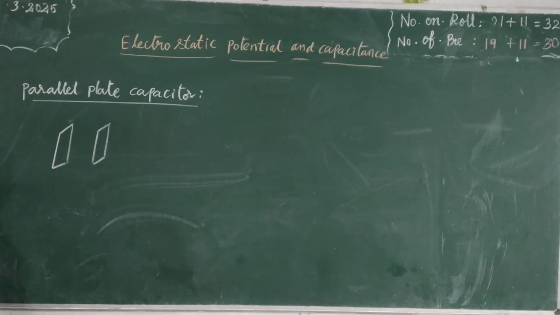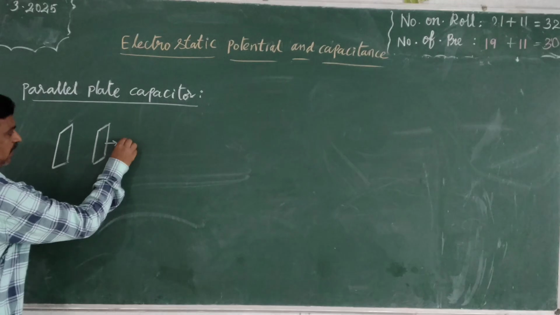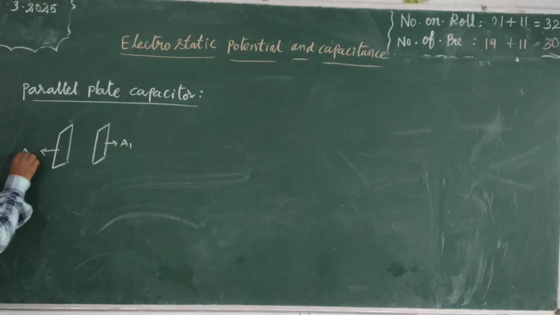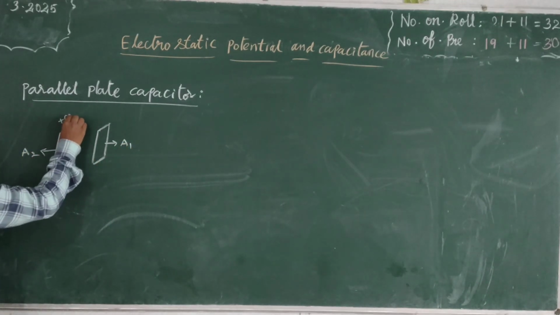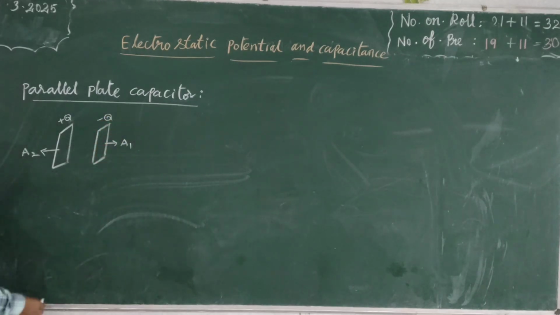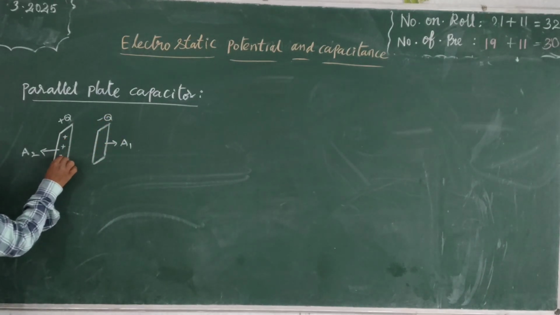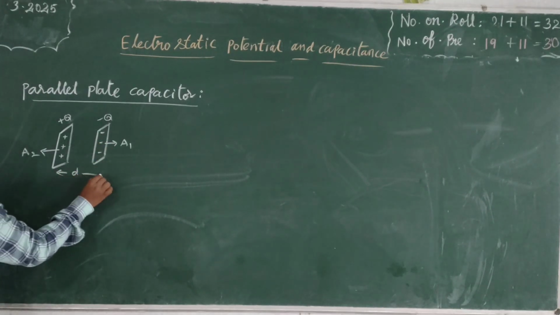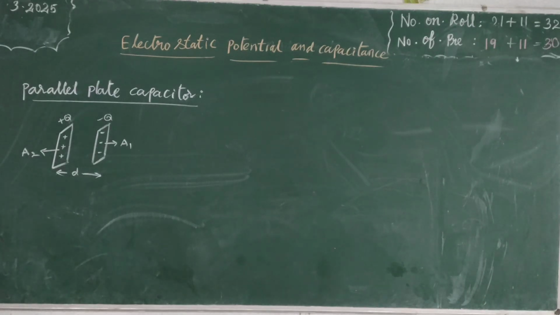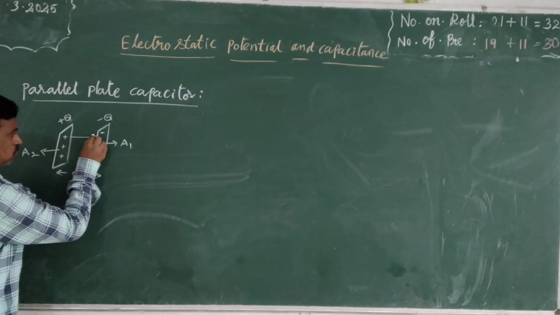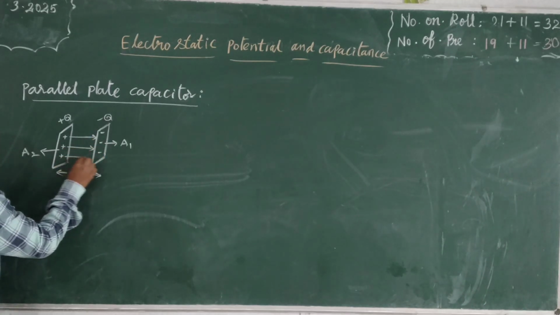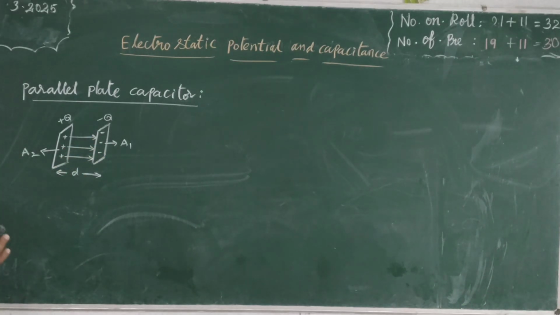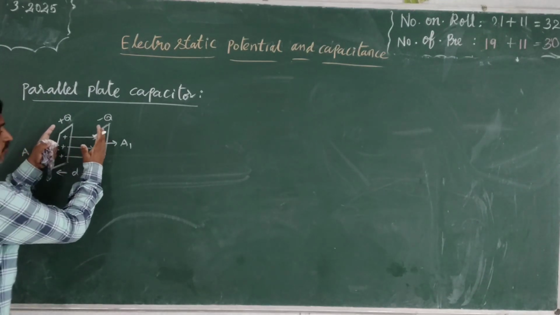It has some conditions. The area of one plate is A1, the area of the other is A2. The charge here is plus Q, and here the charge is minus Q. The distance between them is d. Electric field lines move from positive to negative and end at the other plate. It is bounded; the electric field lines are in between them.